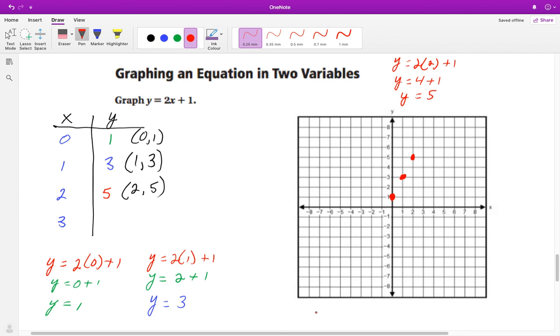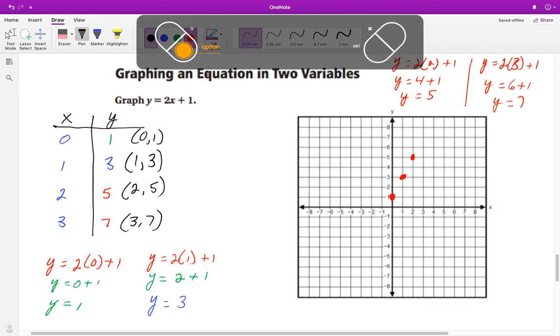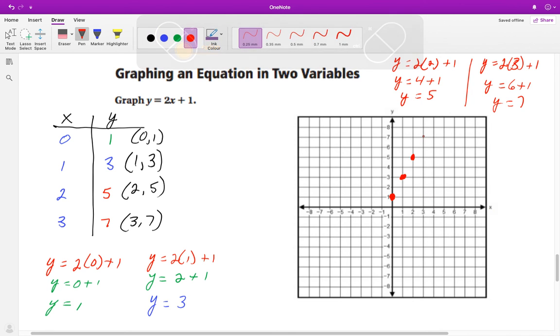And the last one we can go ahead, I'll do over here as well. y is equal to 2 times 3 plus 1. Well, y is equal to 6 plus 1. y is equal to 7. And that gives me the ordered pair of (3, 7). So I will go ahead and plot these points at 3 and at 7.